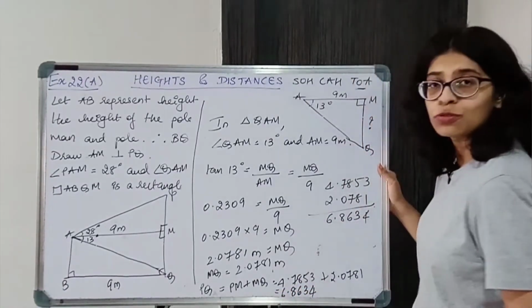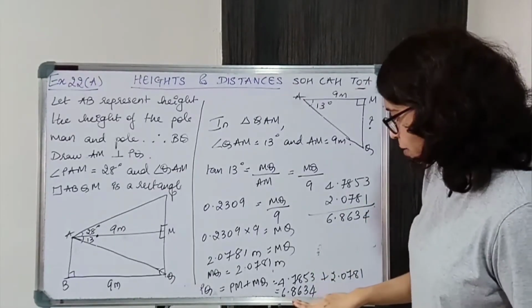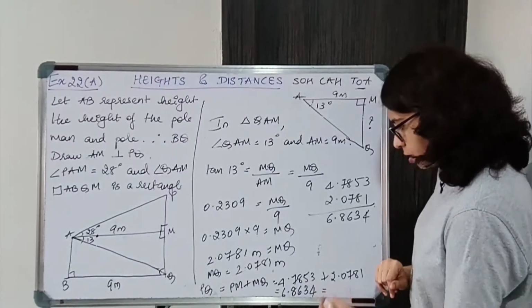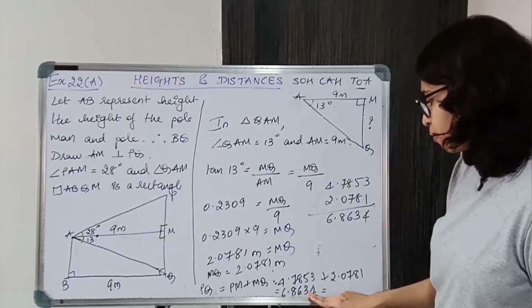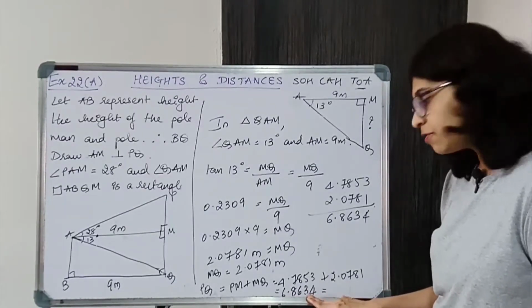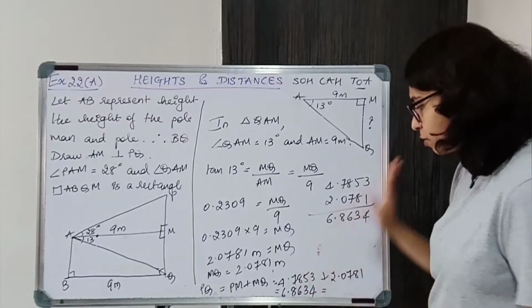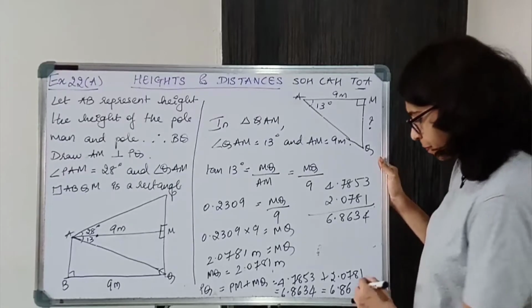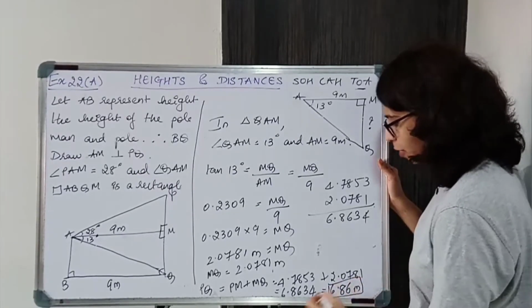Now round it off to 2 decimal place. Okay, normally we always round it off to 2 decimal place. So 6.8634. All right. It will be 6.86 only because fourth digit is less than 5. Third digit is also less than 5. So obviously this will be 6.86. Okay, after rounding off. So 6.86 meters is the height of the pole.